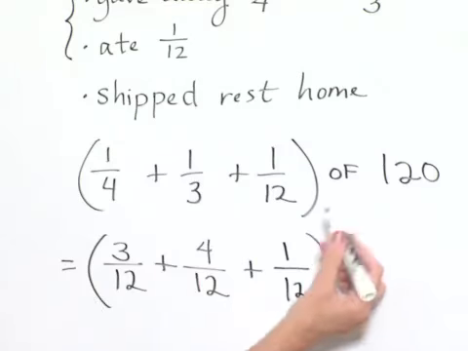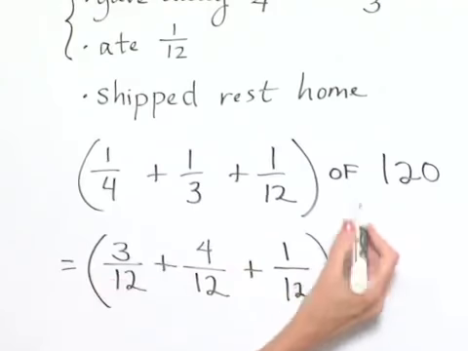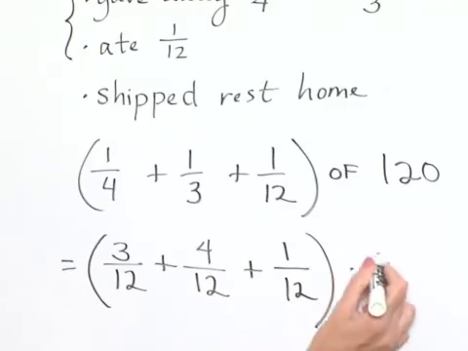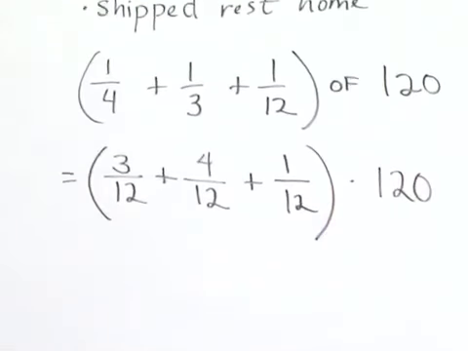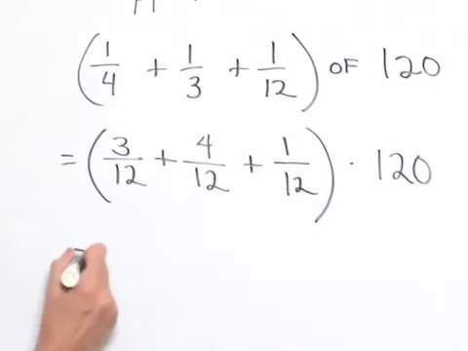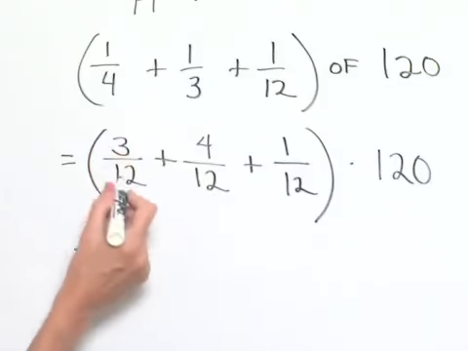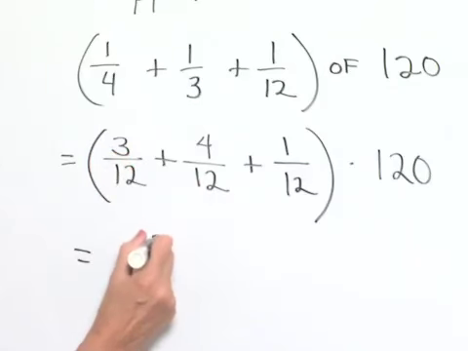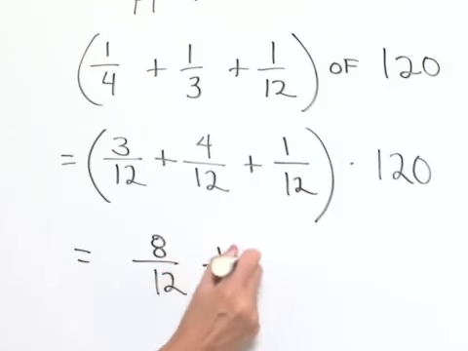Now, when we have a fractional value of a number, we note that the "of" is the same as multiplication. So we're going to multiply the total of the fractions times 120. We have now the same denominator, so we can simply add numerators. 3 plus 4 plus 1 is 8. So we end up with 8/12 multiplied times 120.